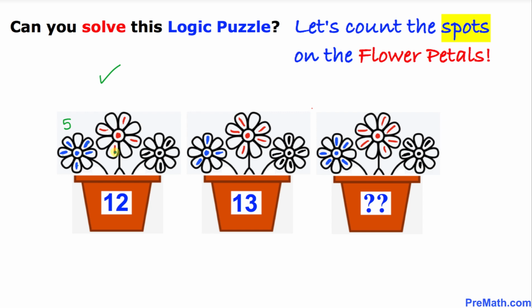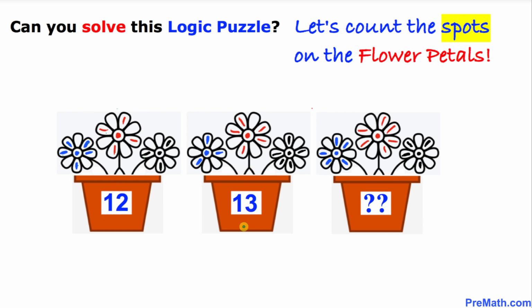In the middle we got 4 of them. I'm going to write down 4. And on the right hand side there are 3 spots. Let's go ahead and add these numbers, 5 plus 4 plus 3. That is going to give us 12.